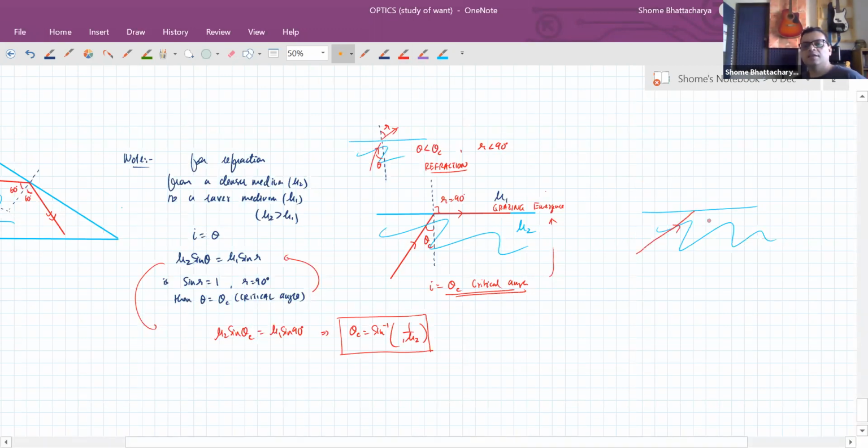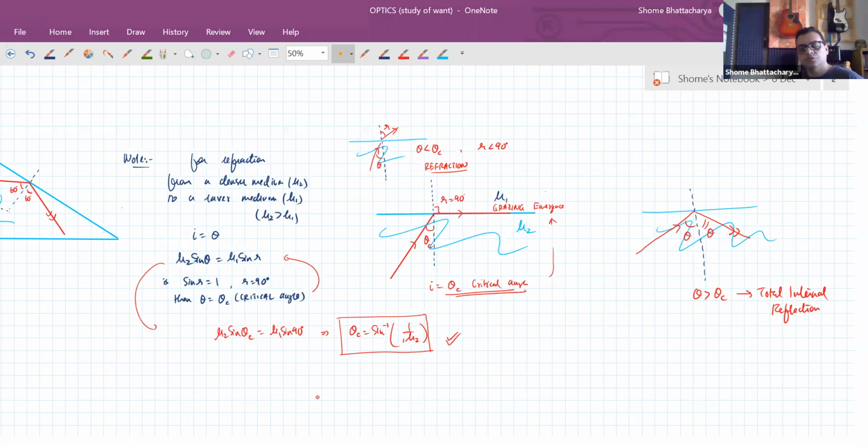If the angle of incidence is more than the critical angle, then instead of grazing emergence or refraction, this surface acts like a mirror now. This theta becomes equal to this theta. So for theta greater than the critical angle, there is total internal reflection. So it's like a reflection kind of phenomenon. And the critical angle is given by this formula.